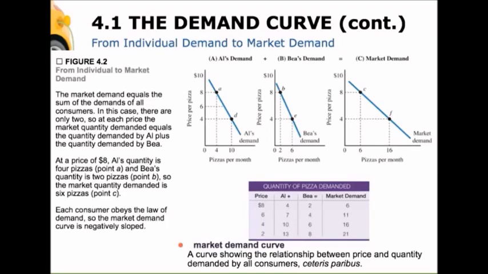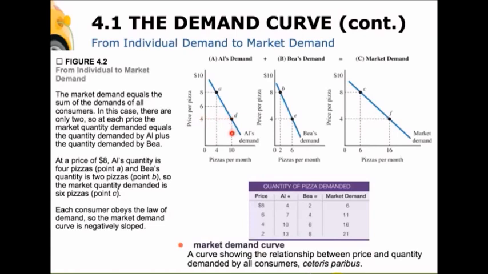To get the market demand curve, what we do is what's called the horizontal sum of the individual demand curves. Here's how it works. Suppose we look at a price of $8. We can see from Al's demand curve, he's willing to buy 4 pizzas per month. From B's demand curve at the price of $8, we can see that she's willing to buy 2 pizzas per month. If Al and B make up the whole market, then the total pizzas demanded at that price are 4 plus 2, so the market demand would be 6 pizzas per month at the price of $8.